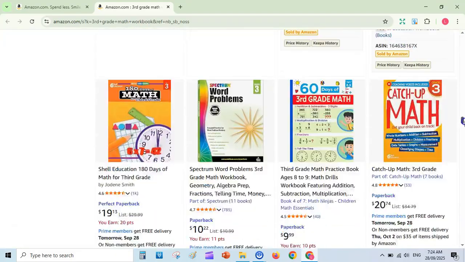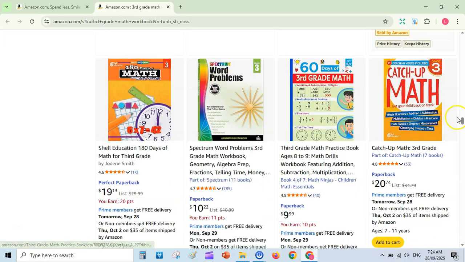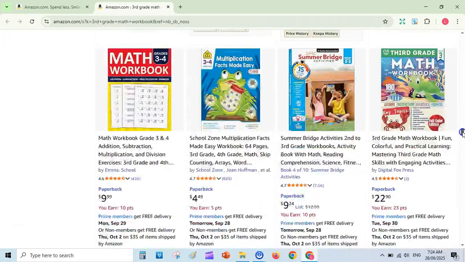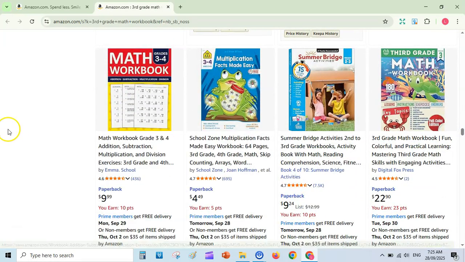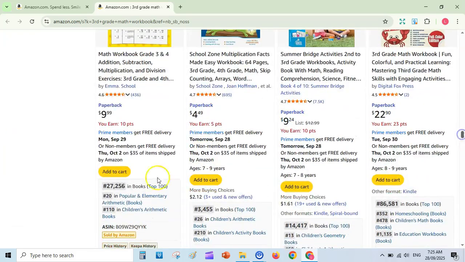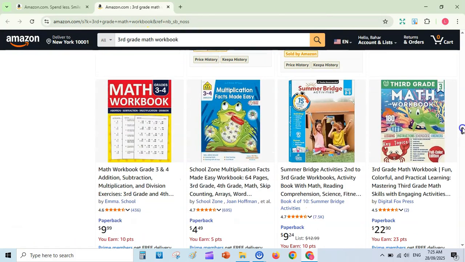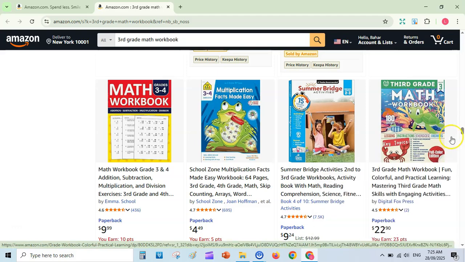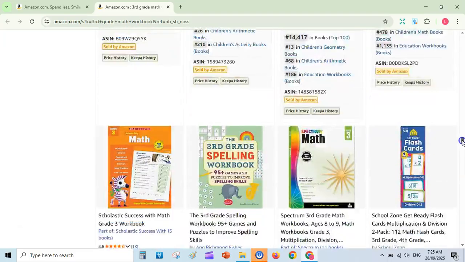So let's see if we find any independently published book that is ranking here. All brands. This is an independently published book and it is ranking here, it has very good reviews and it is selling very well. 27,256. So we just found a book that is independently published and it is selling. That is independently published again. 86,000, it is selling. So we find another one.